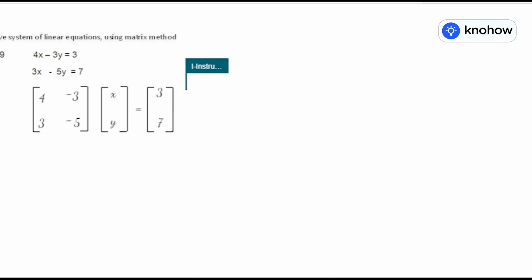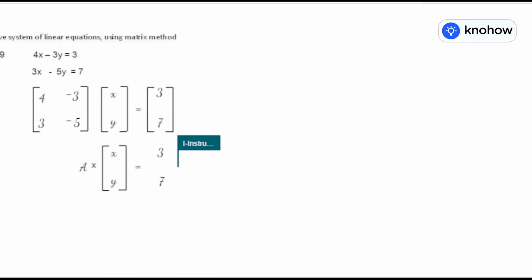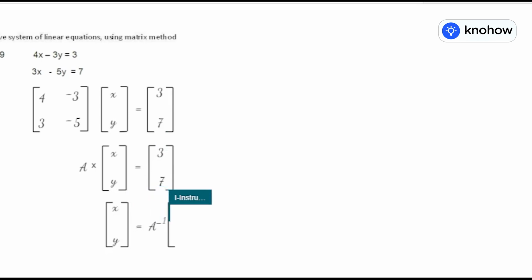If I call this A, the coefficient matrix, then A times xy equals 3, 7. Multiplying both sides by A inverse, we'll have xy equal to A inverse times the constant matrix 3, 7. Call it 1. Now let us work out A inverse and substitute it here.